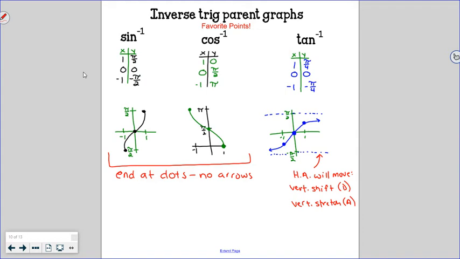This page right here sums up this whole section. You got to know those points. You got to know those graph shapes. Any questions?